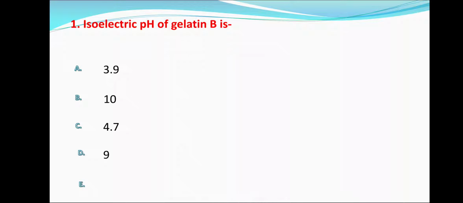Now the first question is: isoelectric pH of gelatin B is 3.9, 10, 4.7, 9. The correct answer is 4.7. Regarding this, isoelectric pH of gelatin A is 9.